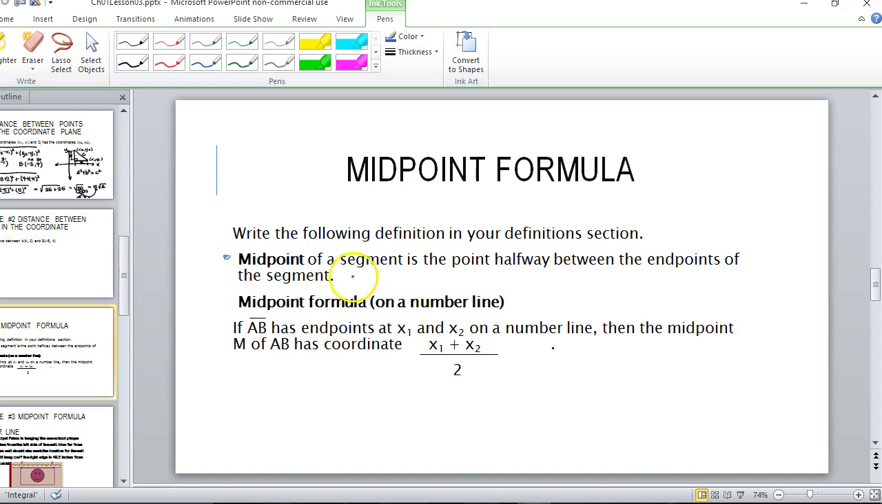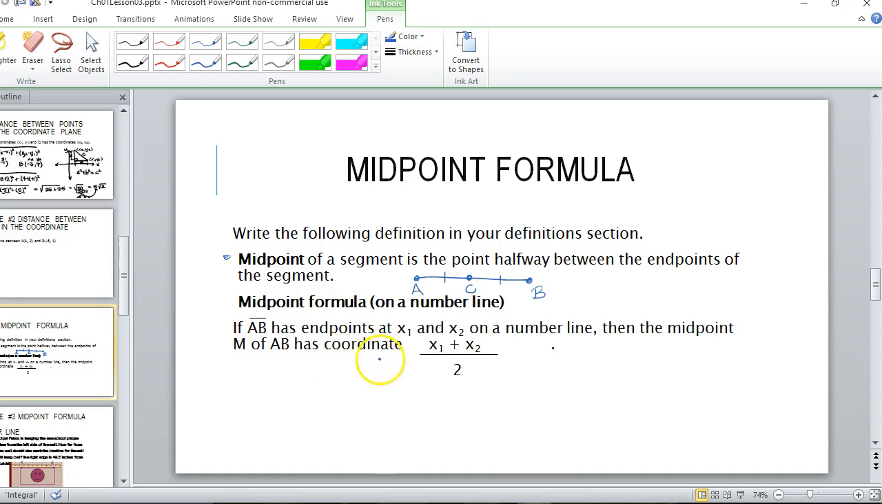Write this: midpoint of a segment is the point that's halfway between the endpoints. So we can draw a picture of that. Have a segment, and that would be the midpoint. So if this is point A and point B, point C would be halfway between the two, so I can use these tick marks to show that segment AC is equal to segment CB. C is halfway between the two.